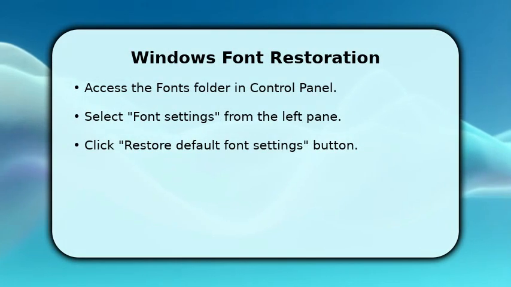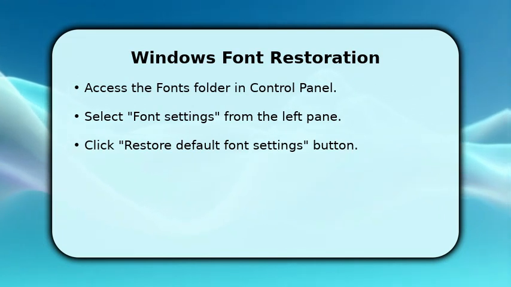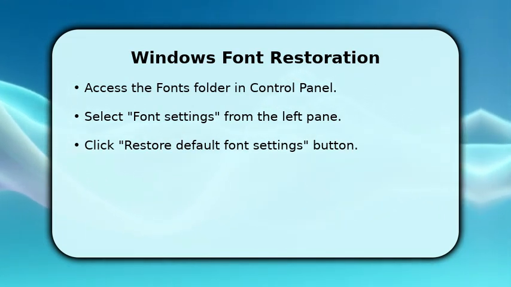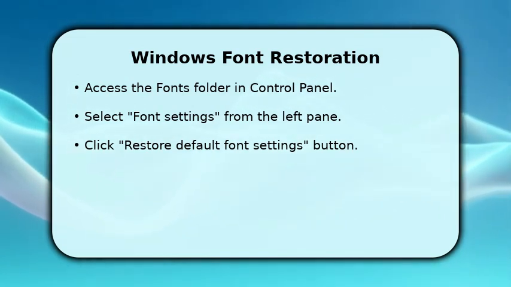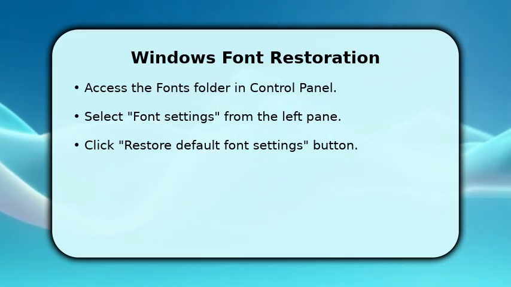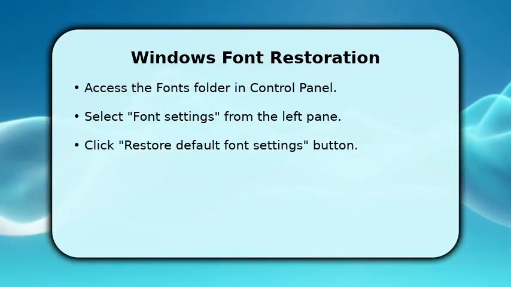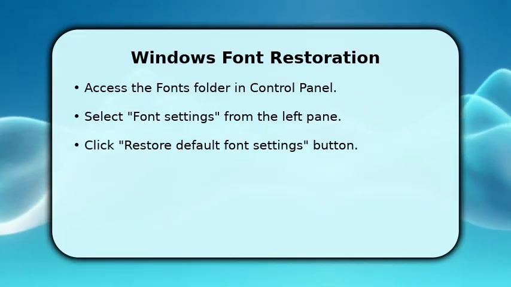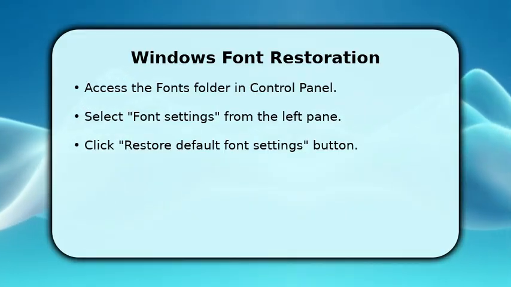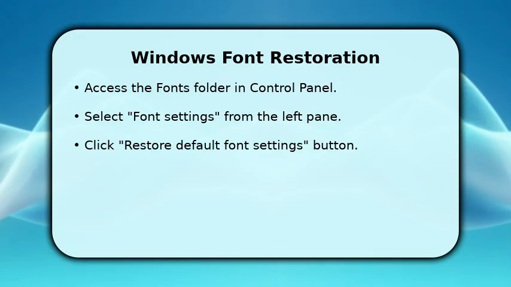For Windows users, begin by opening your control panel and navigating to the Fonts folder. On the left side, you'll find an option labeled Font Settings. Click on this and then locate the button that says Restore Default Font Settings. After clicking, it's a good idea to restart your computer to ensure all changes are fully applied and your system's fonts are back to their original state.